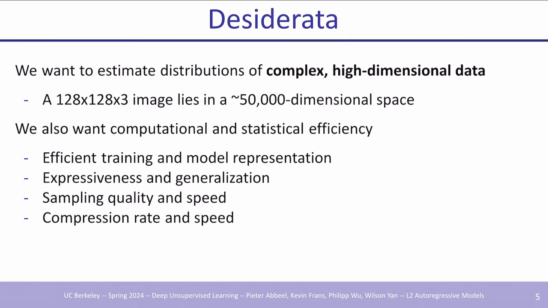We want computational and statistical efficiency. We want our model to train efficiently, computationally, and in terms of data needs. The model itself should also be efficient. Ideally, the model isn't too large, because a large model would be more expensive to work with, more expensive to store. Obviously, the best models tend to be quite large, but you hope that they're not unnecessarily large. You want expressiveness, right? You don't just want a fast model that can't express the distribution well. It's fast, but it's useless. We want generalization, not just memorization. We want good sampling quality and speed, and we want a good compression rate and speed.